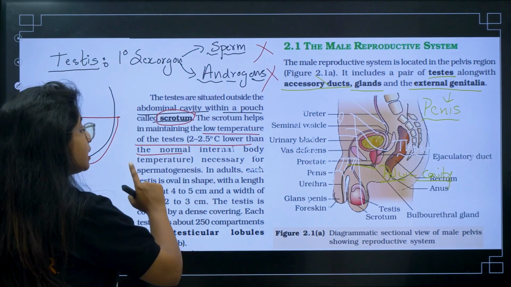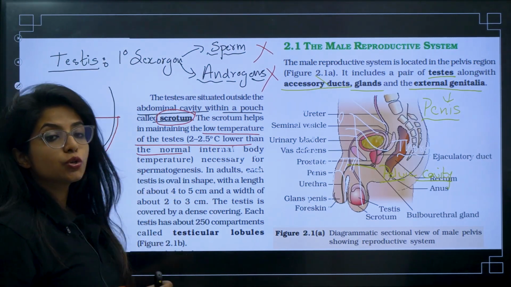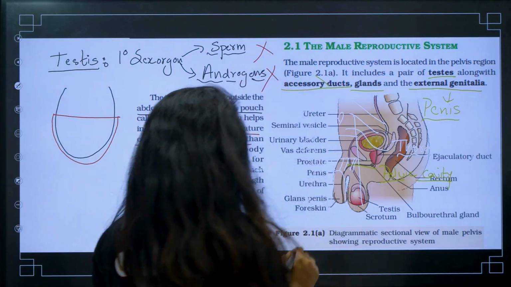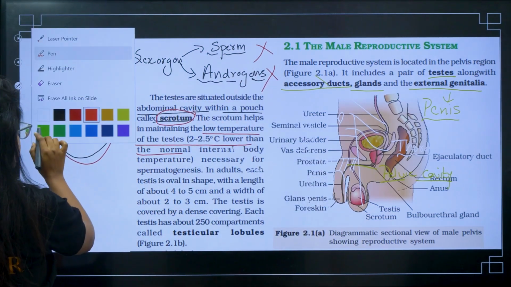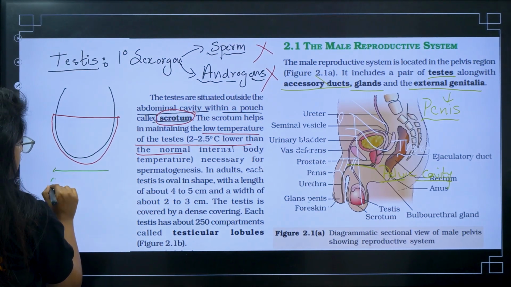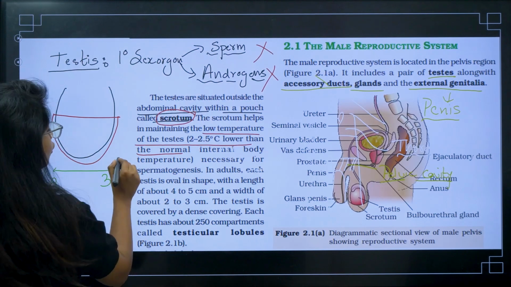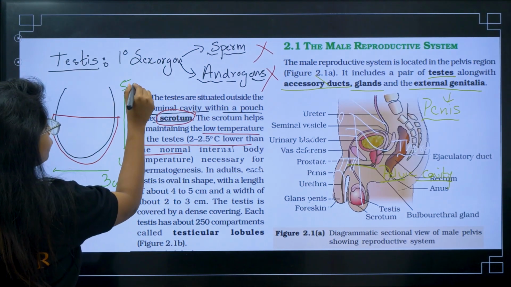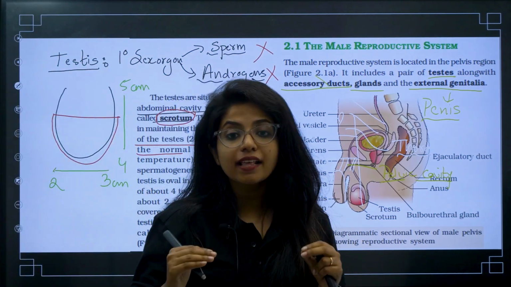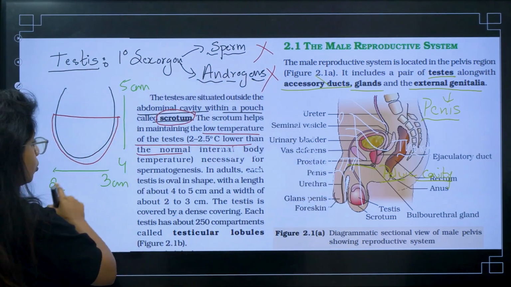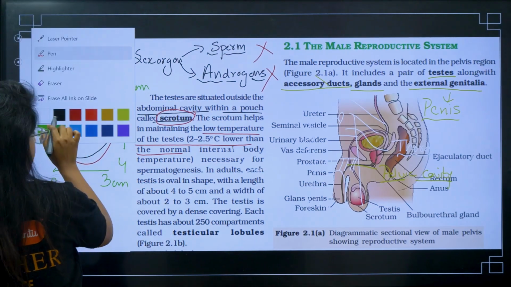Now, in adults, each testis is oval in shape. The shape of the testis is what? Oval. Now, if you talk about the length and the width, it's very easy to remember. I'll tell you how. The width is 2 to 3 centimeter, and the length is 4 to 5 centimeter. So you can remember 2, 3, 4, 5. You just skip the one there. Now we go ahead.